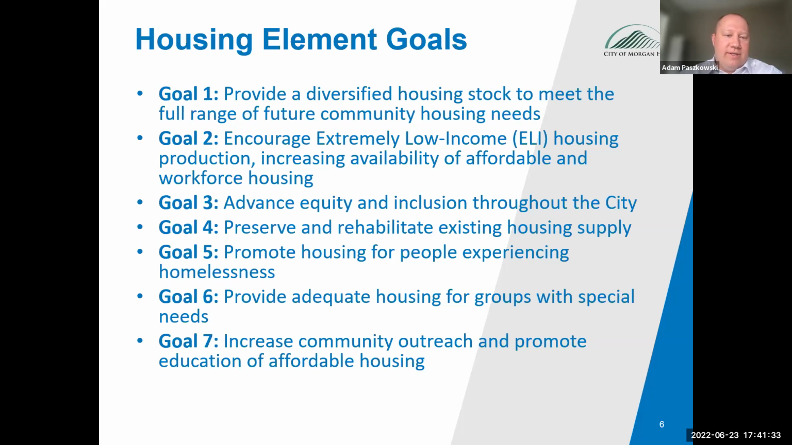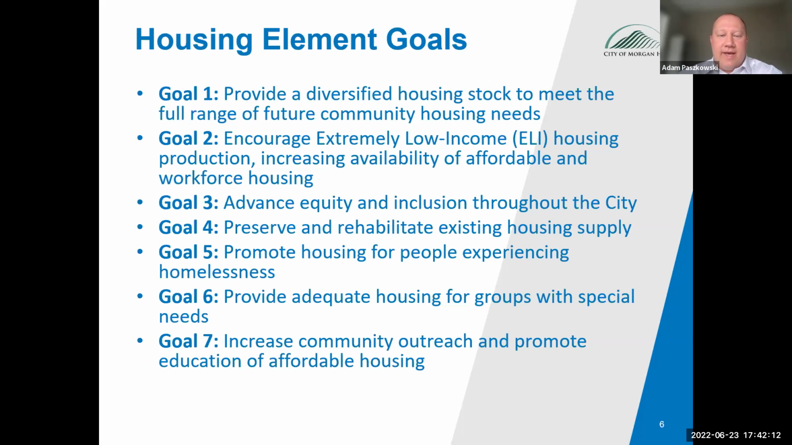So the 7 goals, the first one is provide a diversified housing stock to meet the full range of future community housing needs. The second one was a major one. I'll read it first. It's to encourage extremely low income, or ELI, housing production, increasing availability of affordable and workforce housing. So extremely low income is people or families that make 30% area median income or less. So it's providing housing for those extremely low income households.